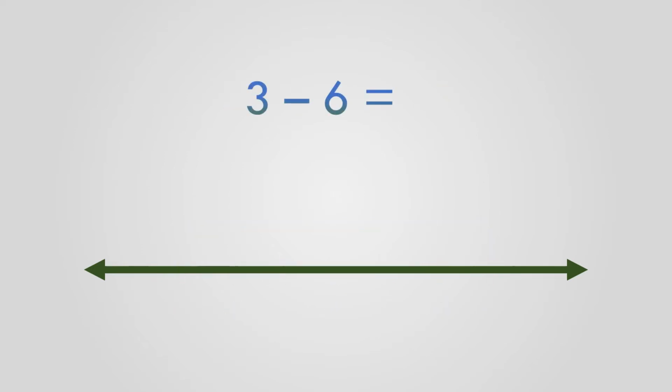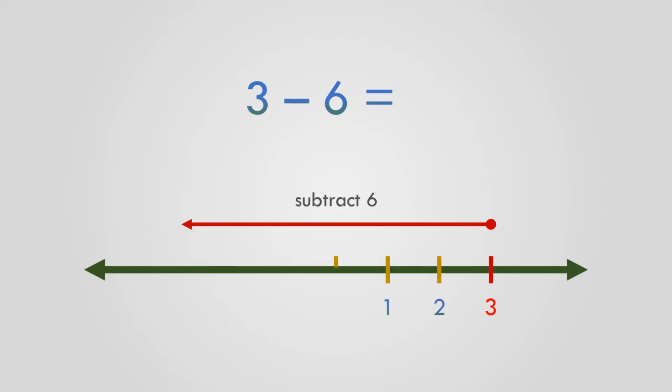How about number 2? 3 minus 6, so this is 3. Negative 6 is going to the left, so let us count. 1, 2, 3, 4, 5, 6. So it means 3 minus 6, the answer is equal to negative 3.